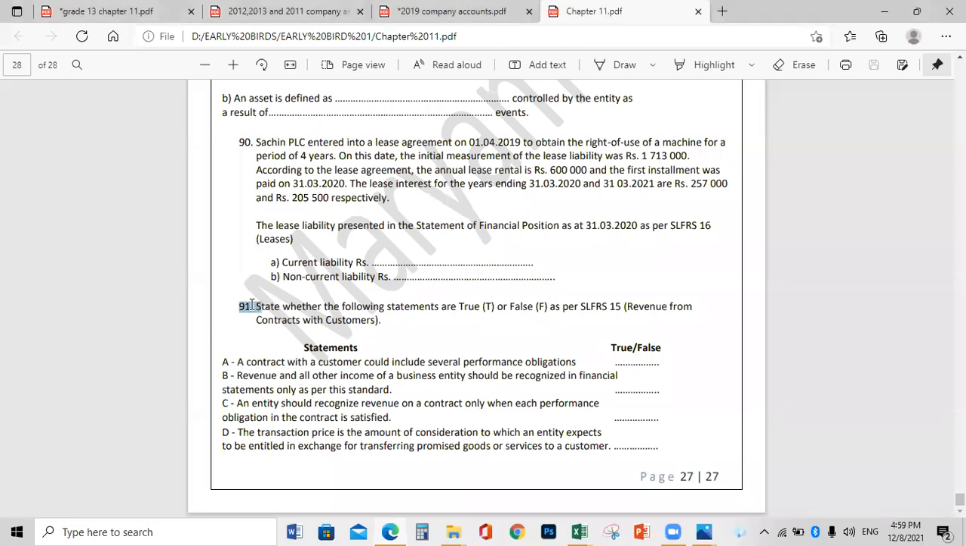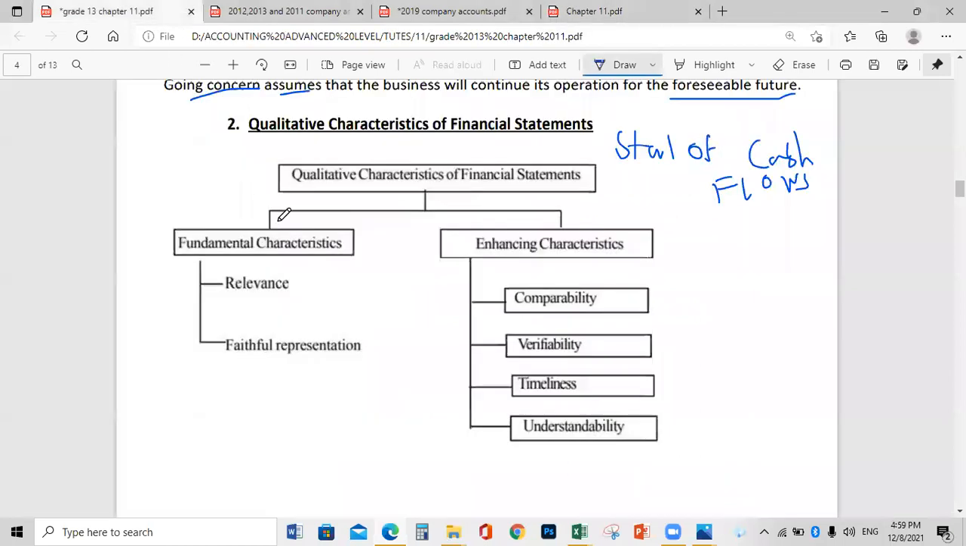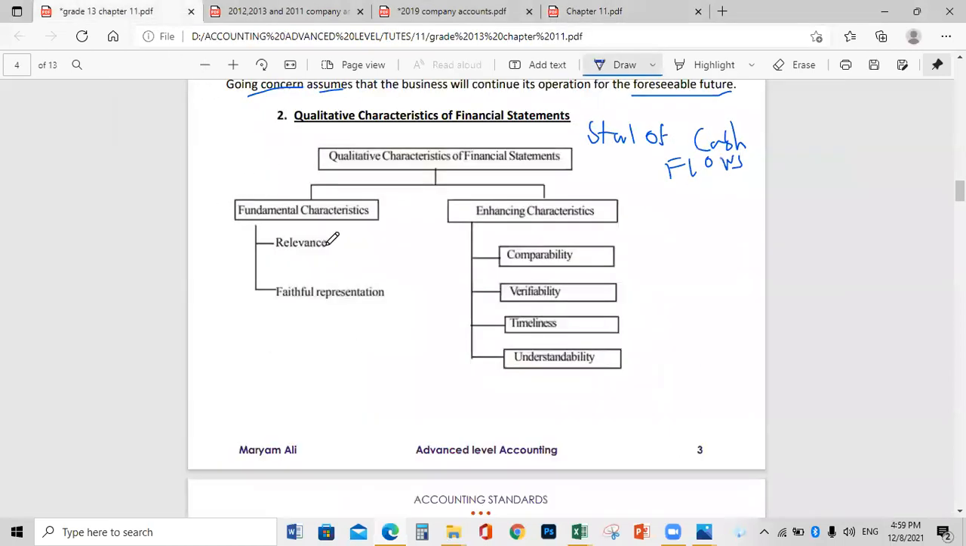Chapter 11 has 91 questions, which is 10 years of past papers. So 91 divided by 10. At least 9 to 10 questions will be coming in part 1, and in part 2 there will be a full question which is compulsory. So guys, it is not something you can avoid and be careless about. It is very, very important.